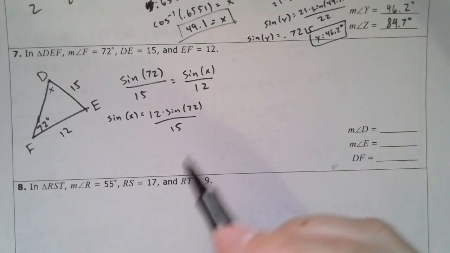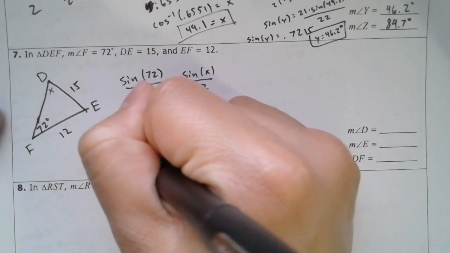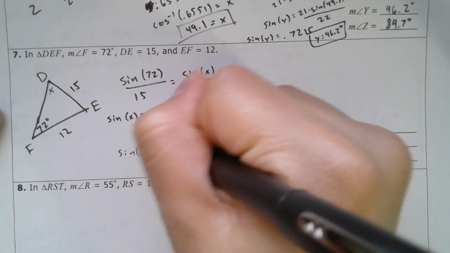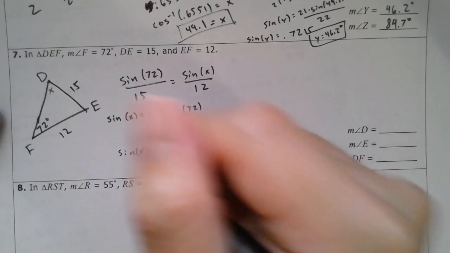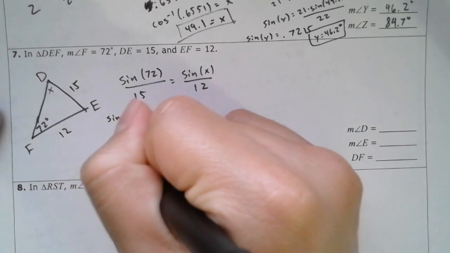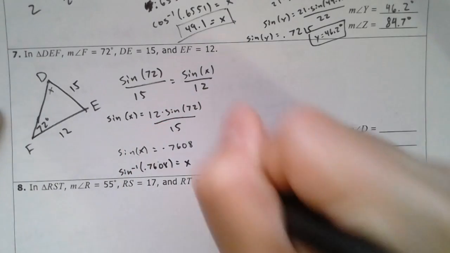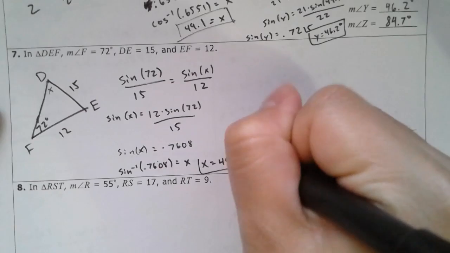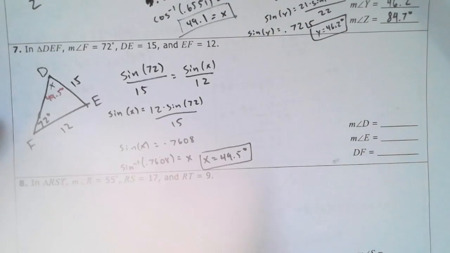If you put this in your calculators, you're going to get that the sine of x is equal to 0.7608, and then take the inverse sine here, so the sine inverse of 0.7608, that's equal to x, and you're going to find that x is equal to 49.5 degrees. So this guy here is 49.5 degrees.